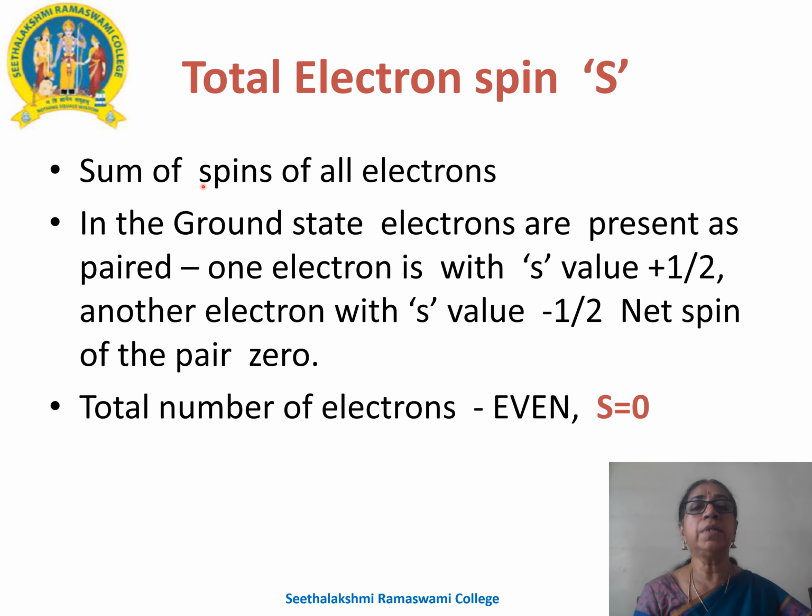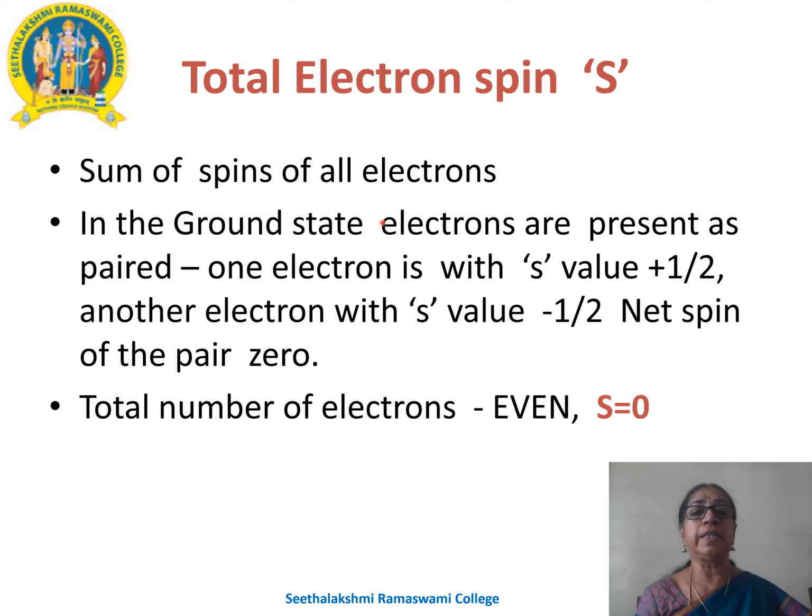The next term is total electron spin. This is represented by the symbol capital S. Total electron spin is the sum of spins of all electrons present in the atom. Generally, all molecules want to be present in the ground state. Ground state is the energy state of very minimum energy.